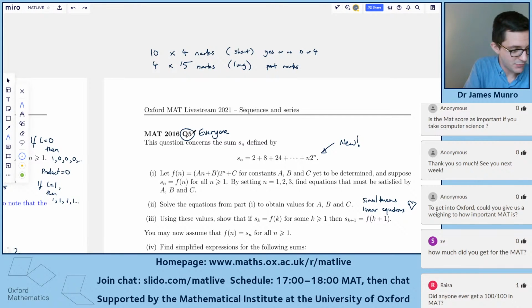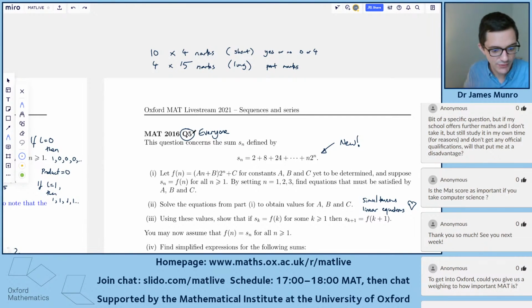Specific question: if my school offers further maths, yes, don't take it. Oh no, I'm studying in my own time, for reasons. Great, but no official qualifications. Is that a disadvantage? Well, let's put it this way: you know the maths, right? If you're learning in your own time, then you know the maths, which is the most important thing.